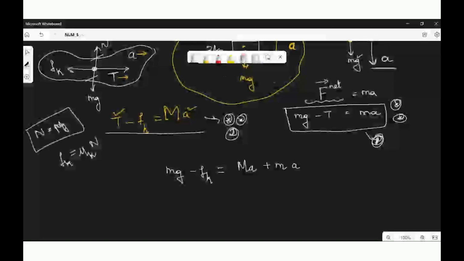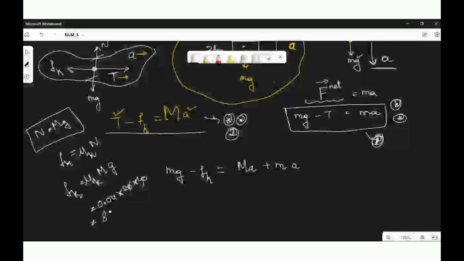By balancing in the vertical direction, what do we get? N equals capital Mg. So you can substitute now. Your Fk is equal to mu k into capital M into g. Capital M is how much? 20. g is 10. Mu k is 0.04. So 0.04 into 20 into 10. With this, you will get 8 Newton.